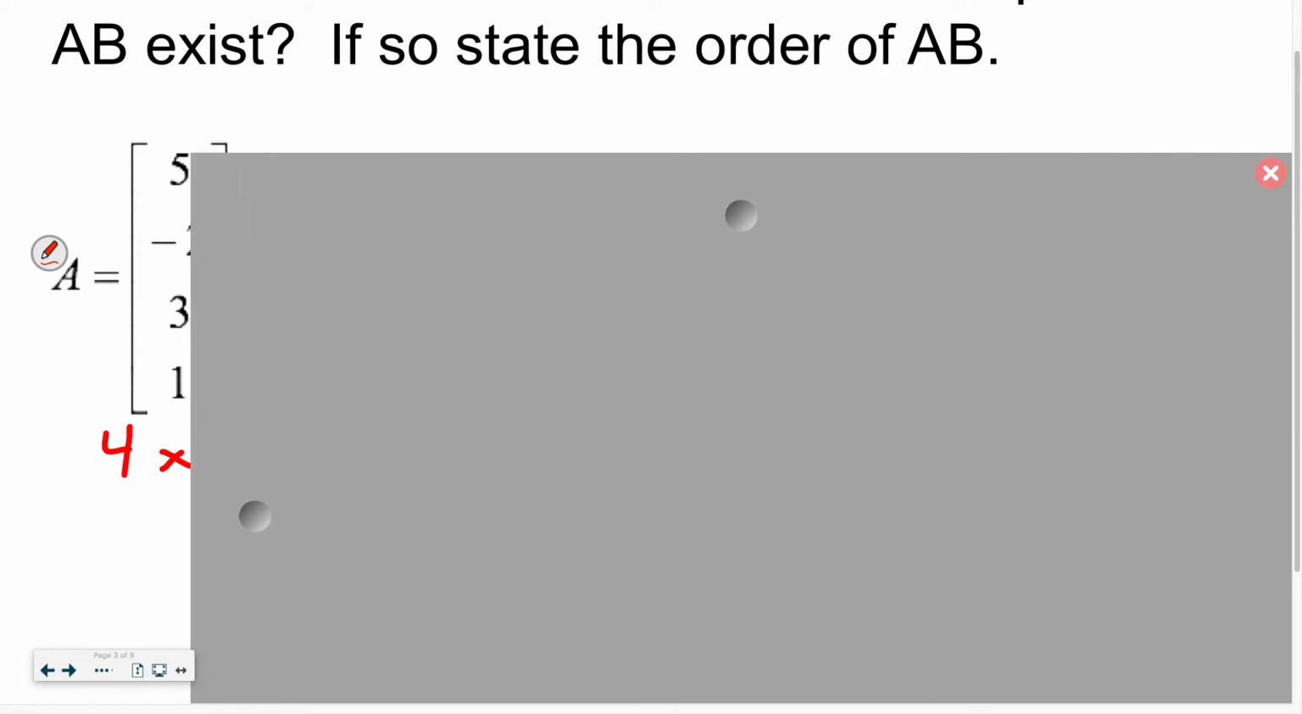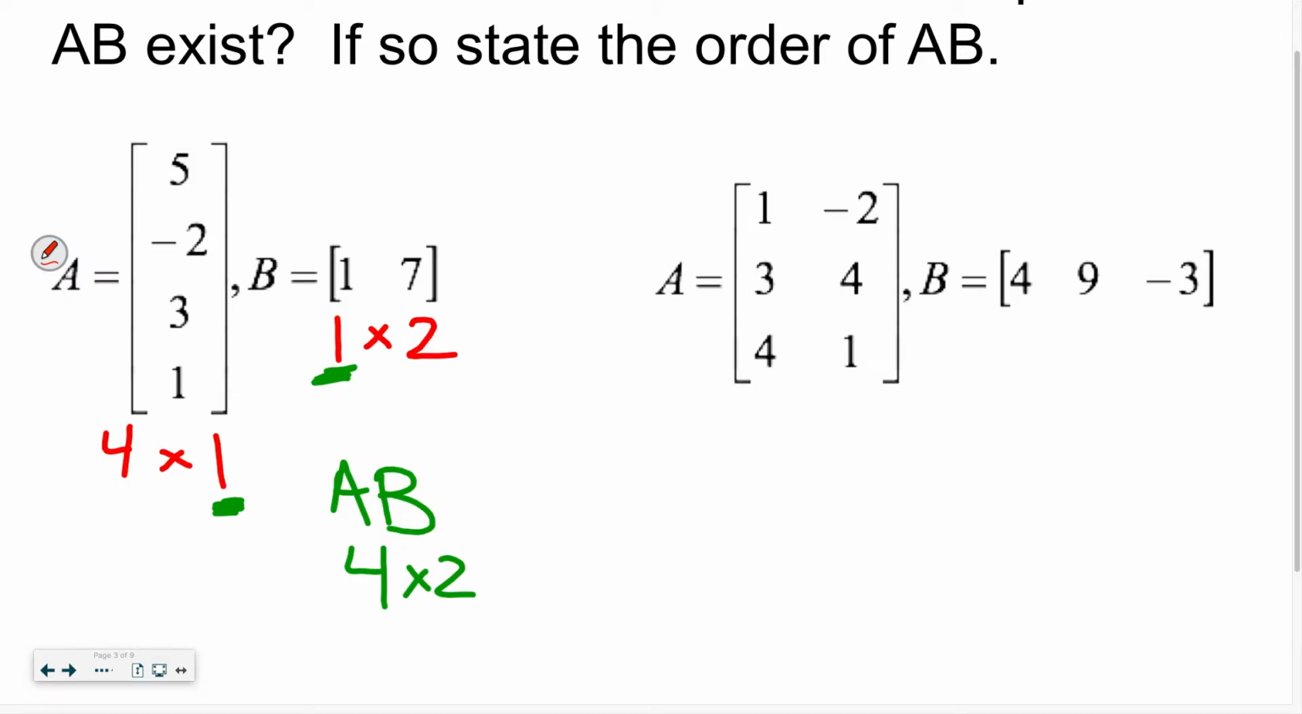Okay, my next example. Let's see if you can identify the orders. Is it possible to multiply these matrices together? Go ahead and chat it out with your pods. Talk to each other so you can agree on answers.